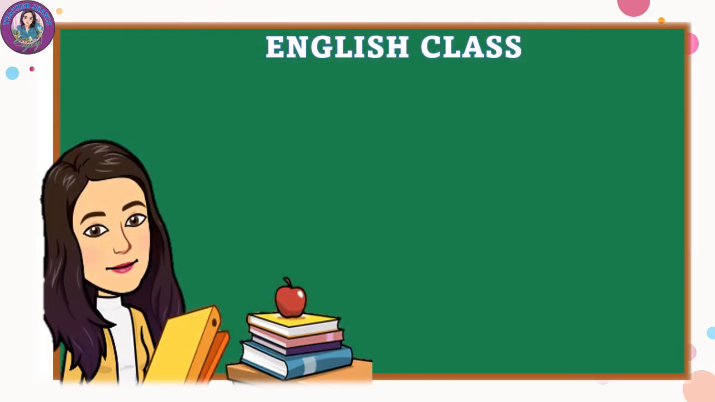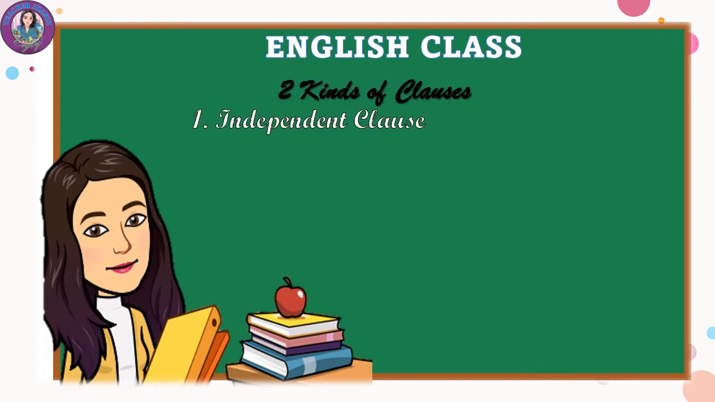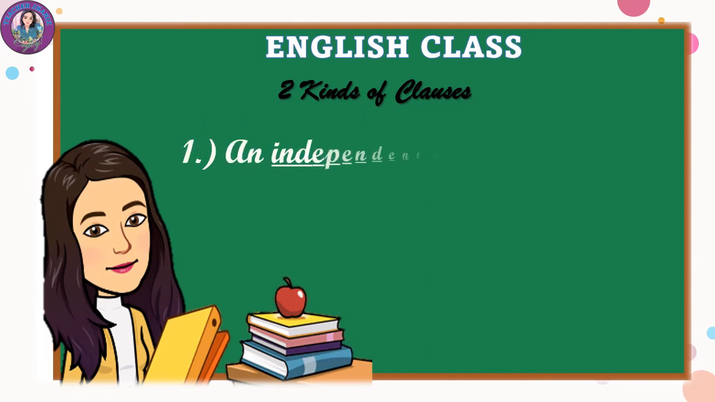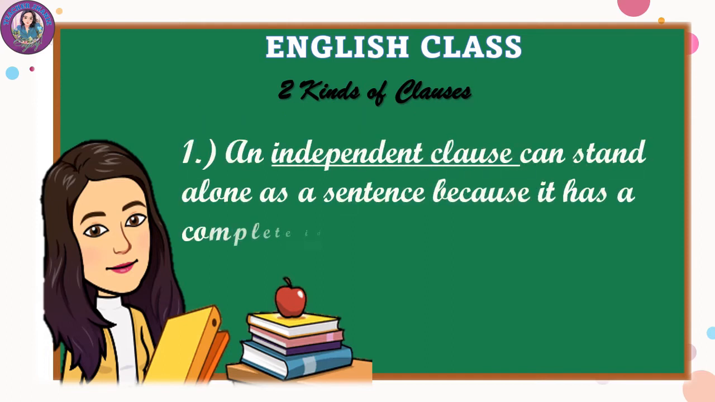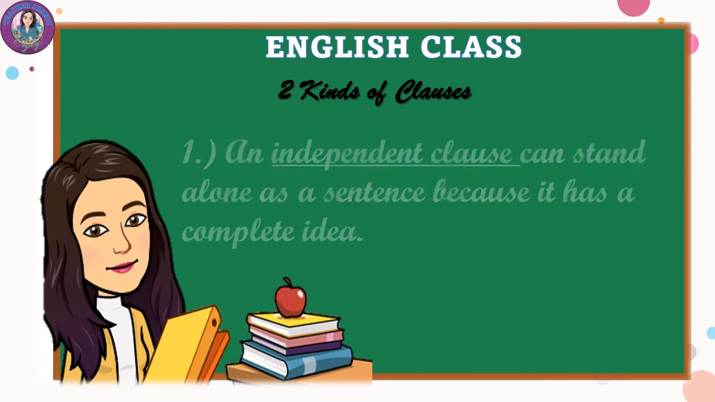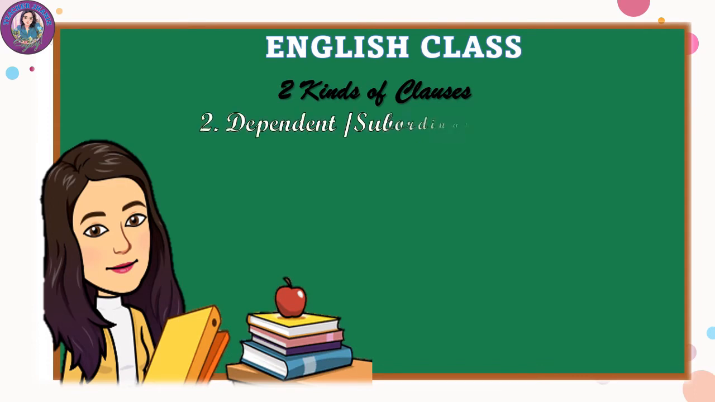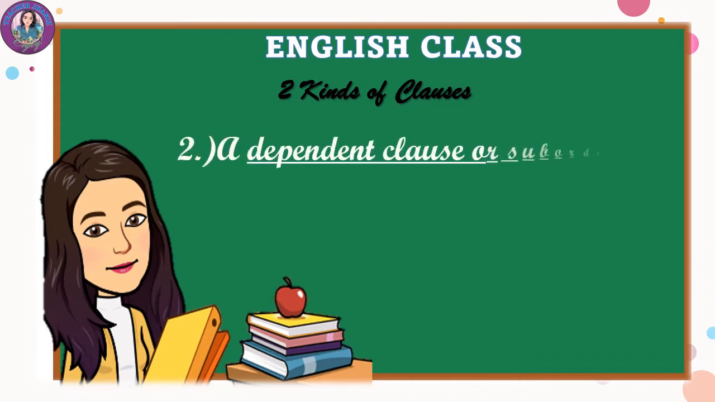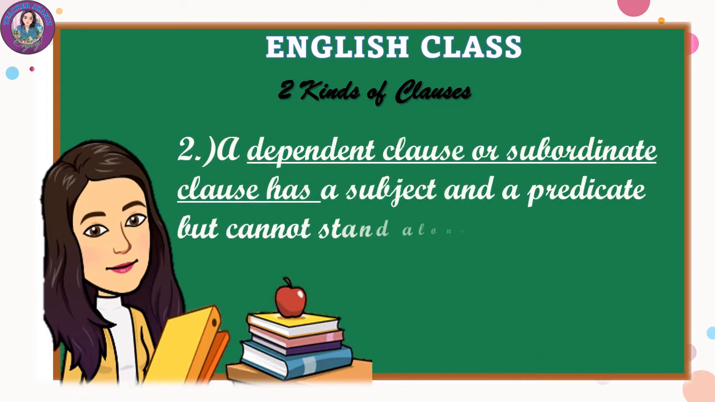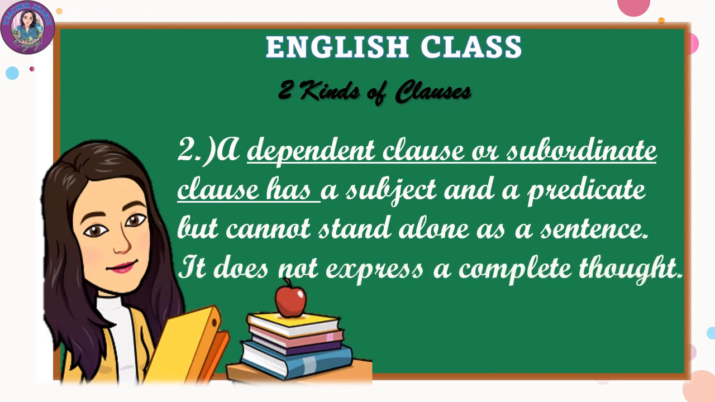Going back to our previous lesson, there are two kinds of clauses. One is the independent clause. An independent clause can stand alone as a sentence because it has a complete idea. Another one is the dependent clause or subordinate clause. A dependent clause or subordinate clause has a subject and a predicate but cannot stand alone as a sentence. It does not express a complete thought.